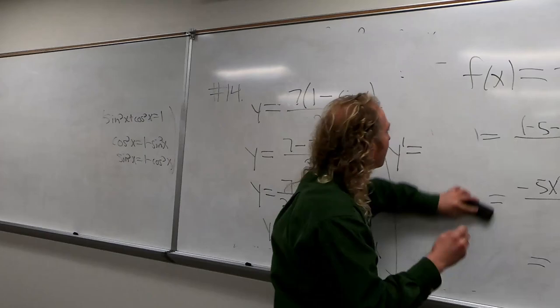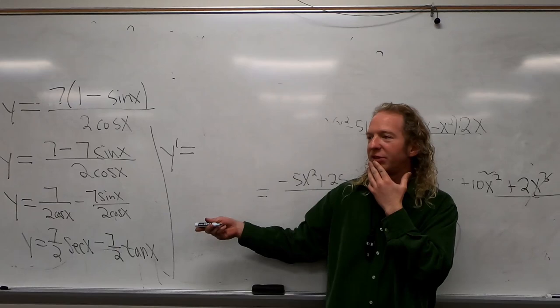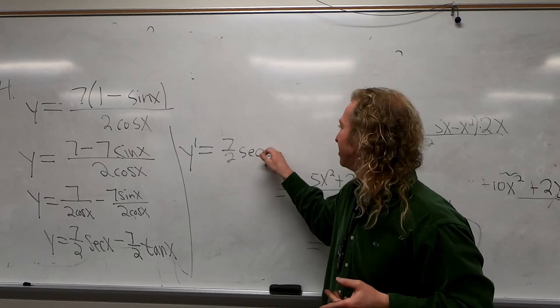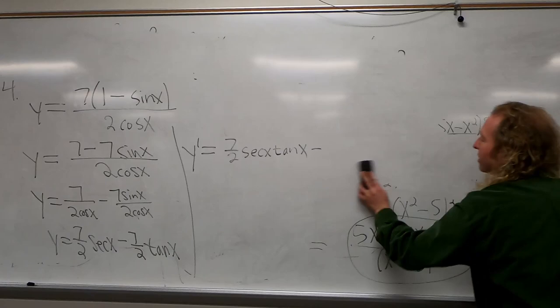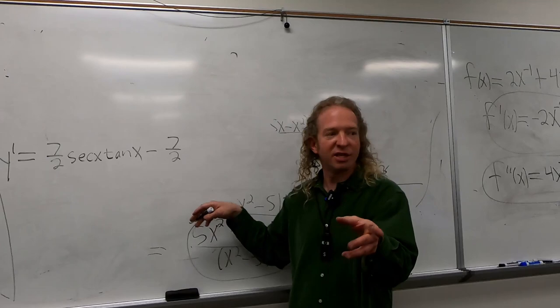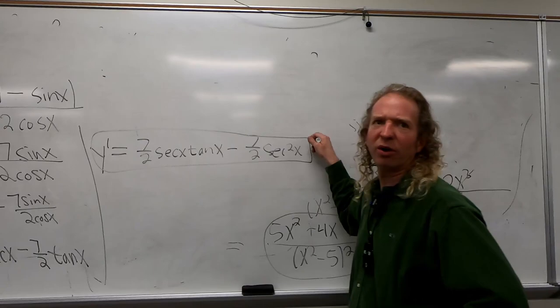So y prime. What's the derivative of secant? Do you all remember? Secant tangent. So secant tangent, and so minus 7 halves, and then what's the derivative of tangent? Secant squared. Good, that's it. Any questions on this one?